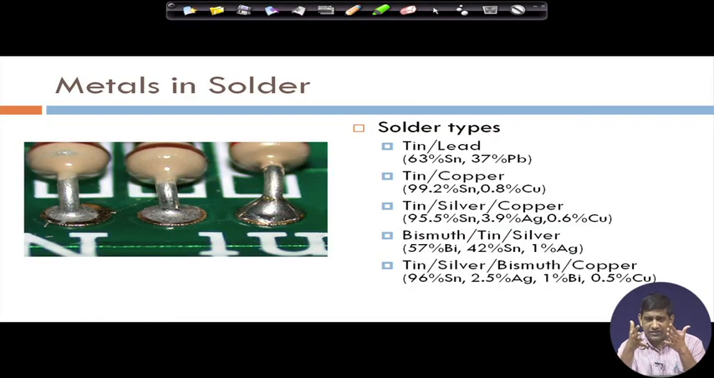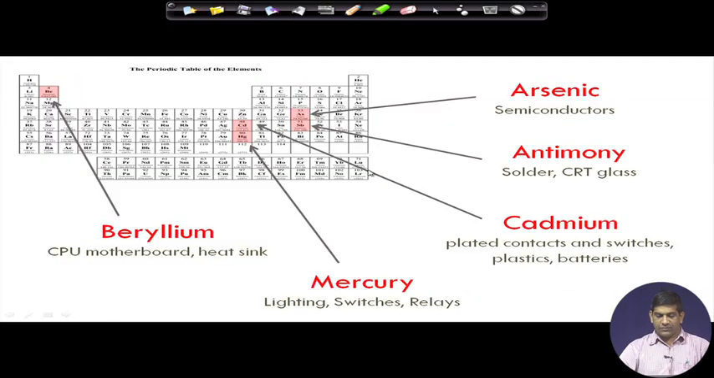So tin lead was the most common. Then tin copper, tin silver copper, bismuth tin silver, bismuth copper. So there are a lot of different combinations out there which people are trying in terms of different types of solder for electrical electronic purposes.